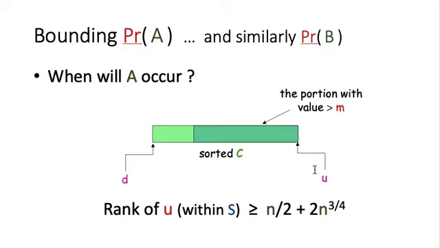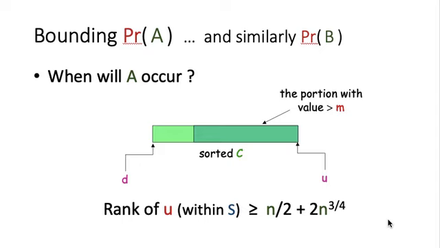Here the rank of U will be much farther away from the median. The rank of U will be at least n over 2 plus 2 times n to the power 3 over 4. The rank of the median is n over 2. So there are at least 2 times n to the power 3 over 4 items here, which makes the rank of U at least this large. So U will be a very large number in the original set S. But will this occur naturally?